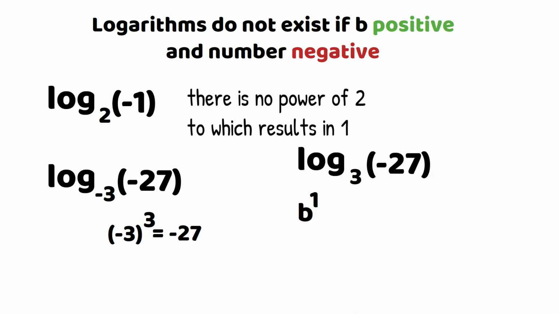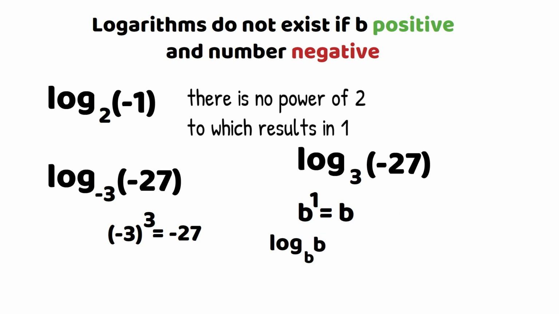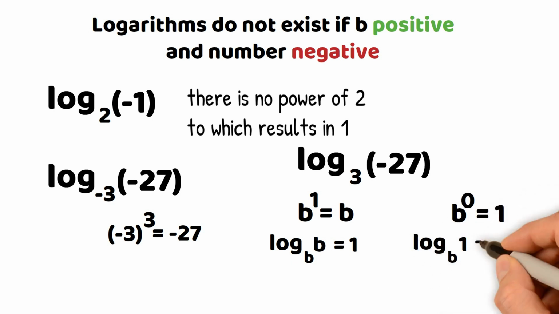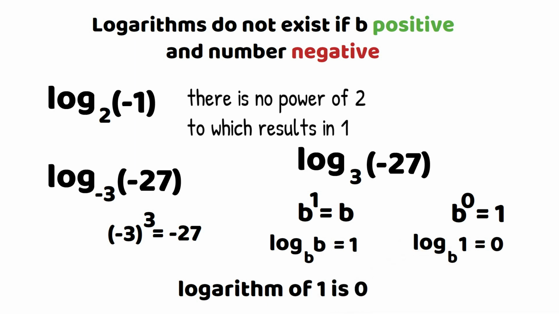Since b to the first equals b, it means that the log of b with a base of b equals 1. And since b to the 0 equals 1, it means that the log of 1 with a base of b equals 0. In other words, the logarithm of the base is 1, and the logarithm of 1 is 0.